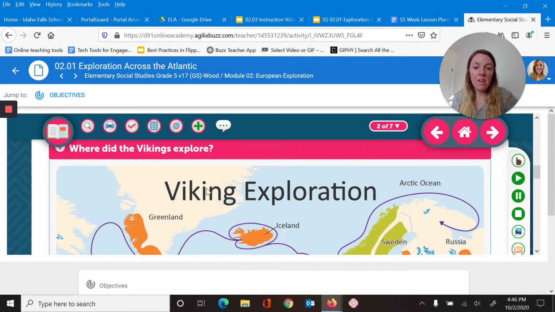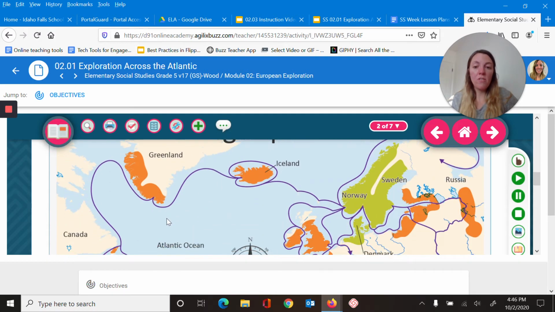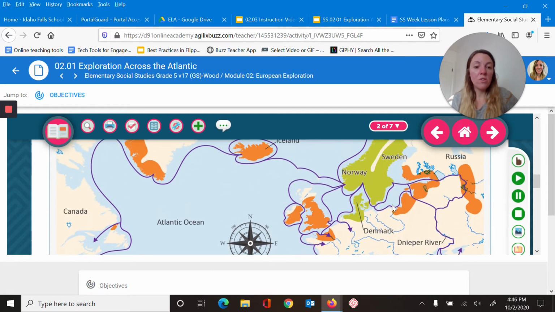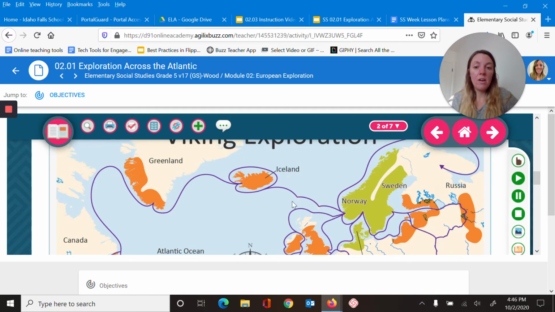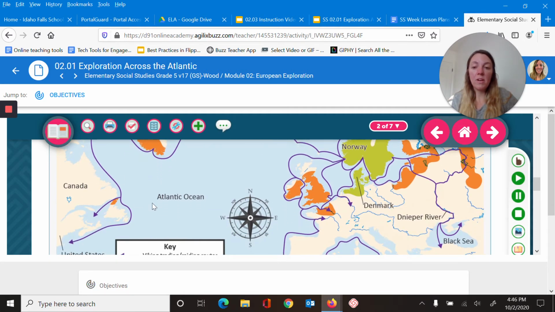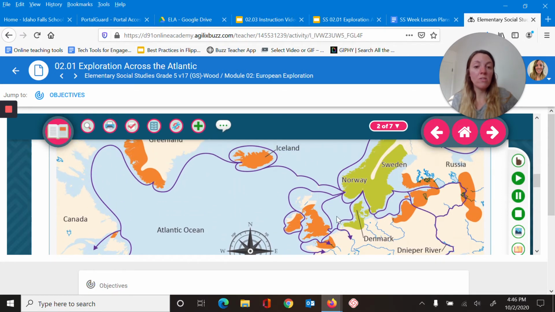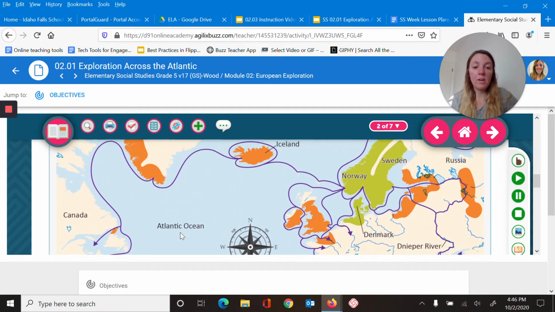You can click on that and view this map of all of their trails, their routes to get over here. So over here we have Europe, we have Norway, Sweden, Denmark. We cross through Iceland and Greenland to get over here to America. So here's the Atlantic Ocean. They crossed from Europe over to America, passing through the Atlantic Ocean to get there. So there are lots of different routes that they took to get over to America.